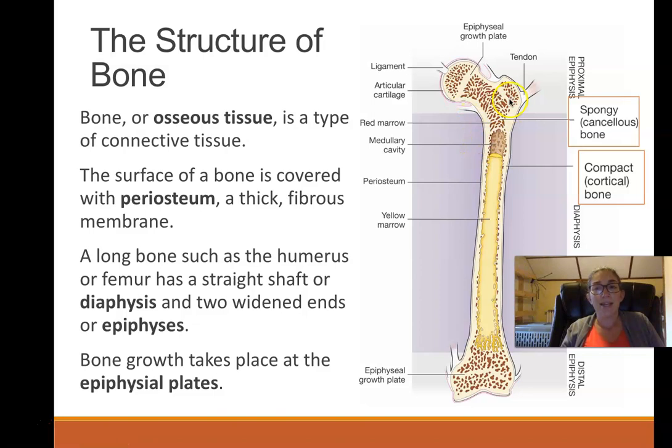Inside the bone is bone marrow. In the diaphysis, you have the yellow marrow, which contains a lot of vitamin and fat storage. And the red marrow, in the spongy tissue, is where the stem cells for the blood are, the hematopoietic stem cells.